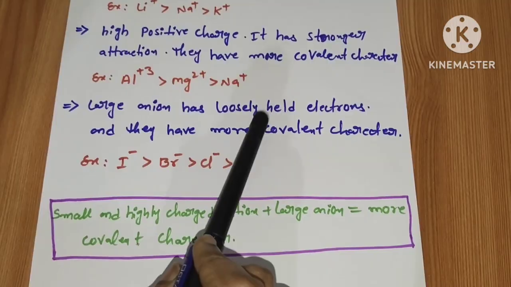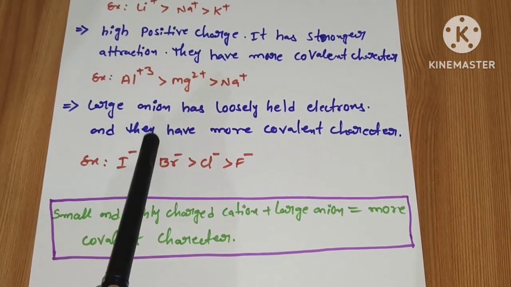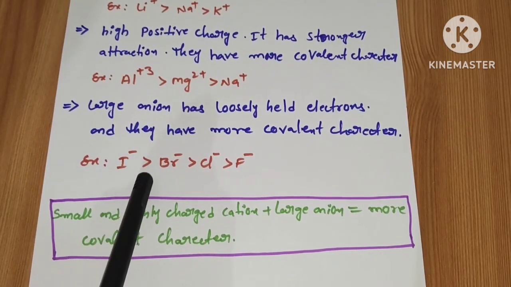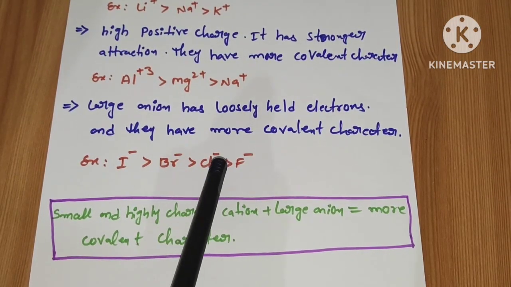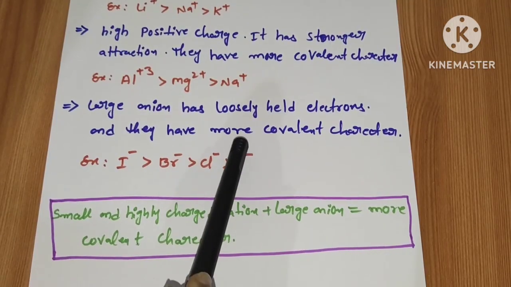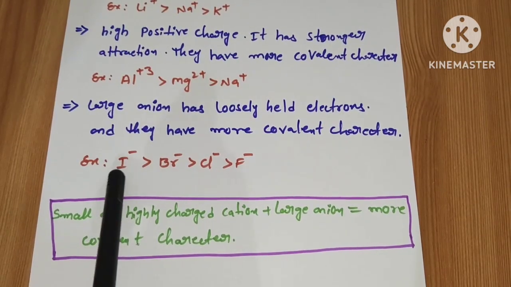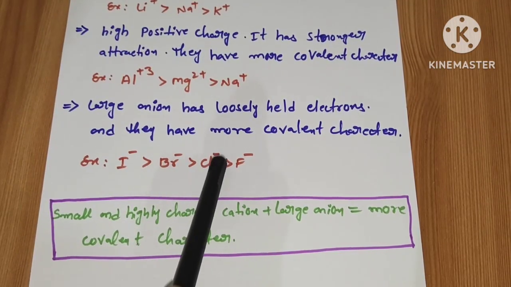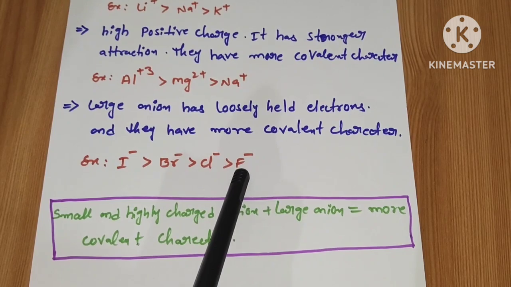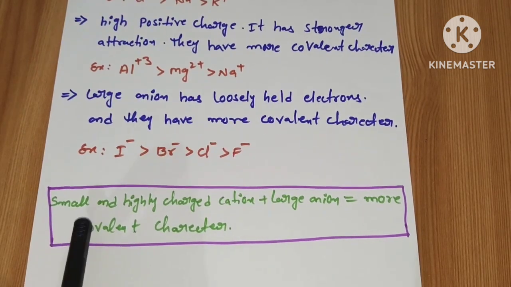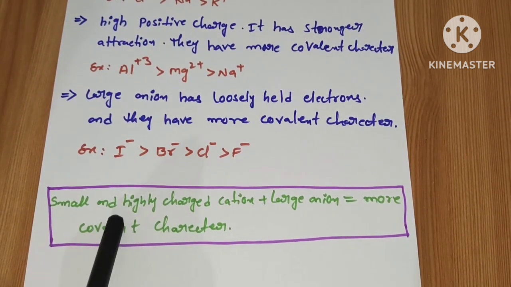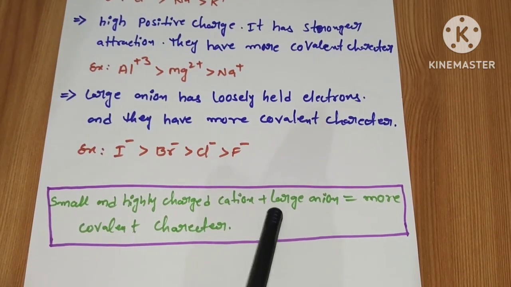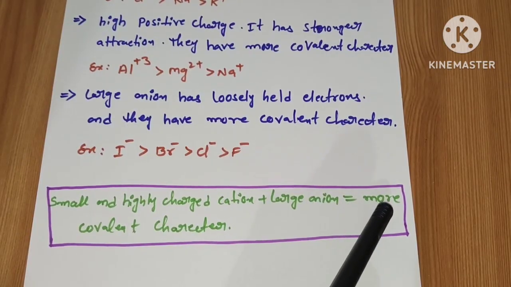A large anion has loosely held electrons and they have more covalent character. Examples, I- greater than Br- greater than Cl- greater than F-. Here iodine is a larger anion than bromine. Bromine is a larger anion than chlorine. Chlorine is a larger anion than fluorine. This is the order. So remember this line: small and highly charged cation plus large anion is equal to more covalent character.